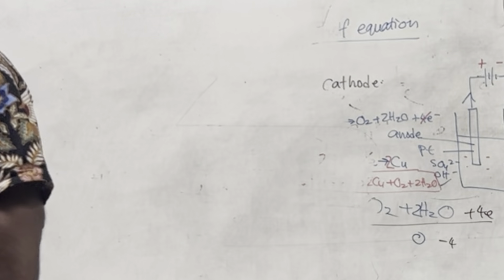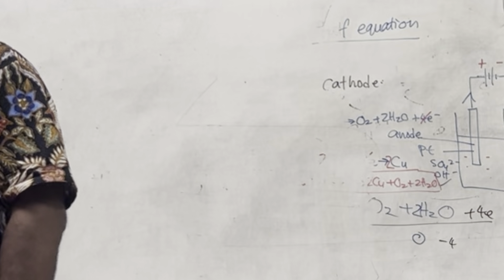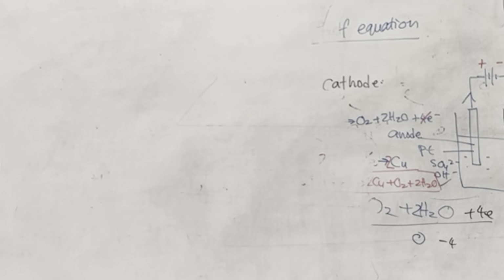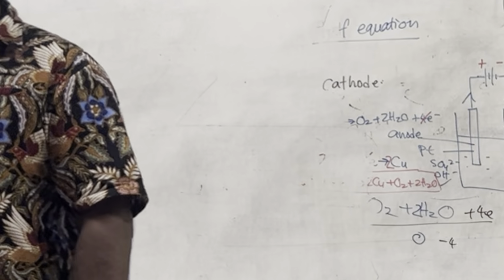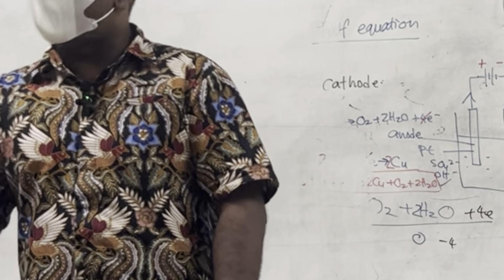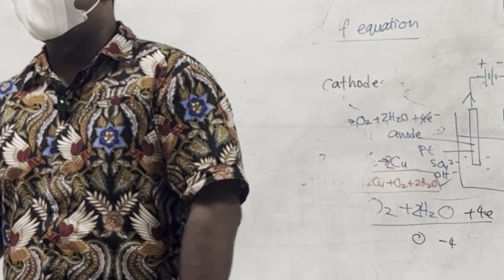HCl is a covalent compound. You melt HCl, it's still going to be a covalent compound. There is no H+ and Cl-. H+ and Cl- come from when you add water to HCl. Then only you get H+ and Cl-.